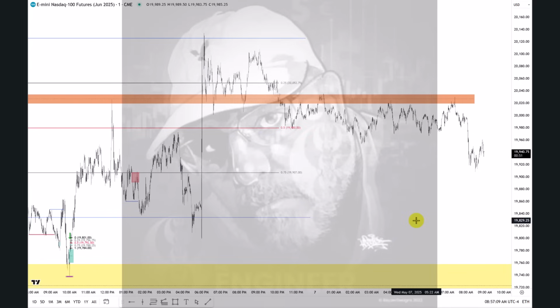So either or, it's likely to go up, and up to what? You can take out this here. These are relative equal highs. There's a lot of buy side up here.